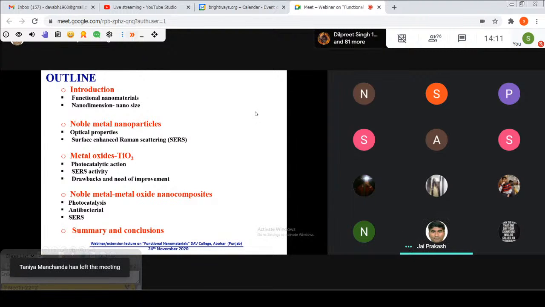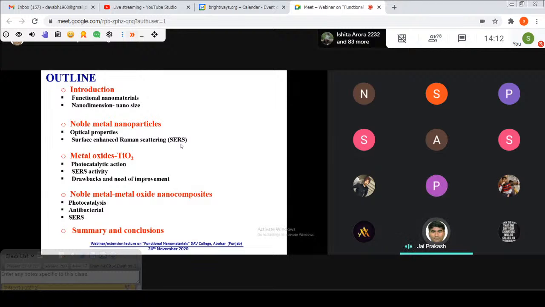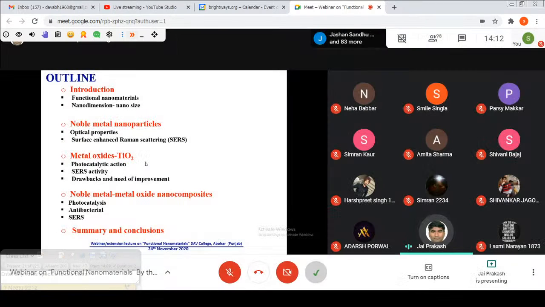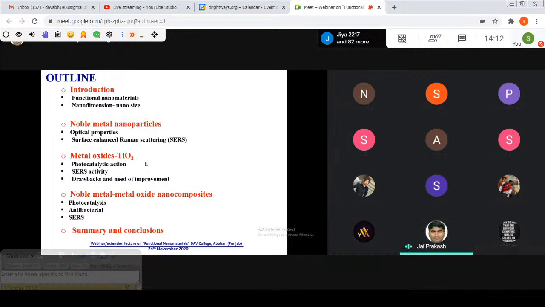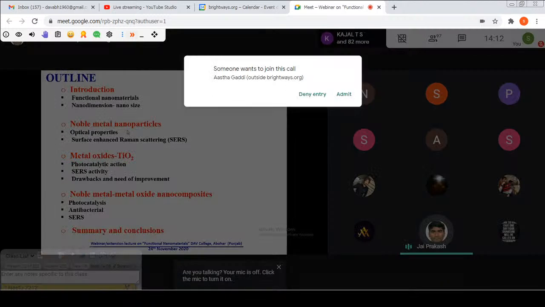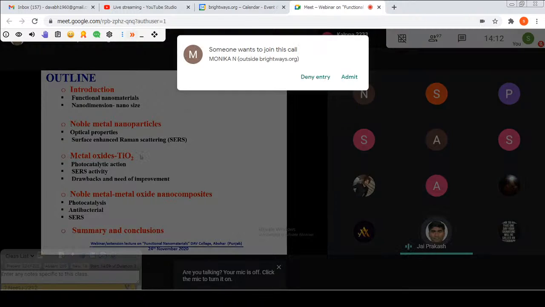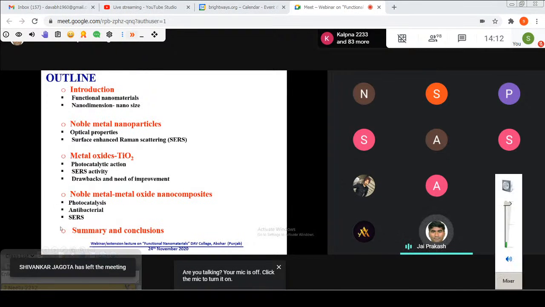Okay. So some of the materials, because the functional nanomaterials, it's not only one kind of material. There are a lot of materials, but I have limited in this lecture. We are limited to only few, like noble metals, metal oxides, particularly titanium dioxide. And if we make a composite of these materials, then how they are beneficial and what are the changes. Okay, so mainly we'll discuss about metal nanoparticles, metal oxides, their composites, and some of the properties.